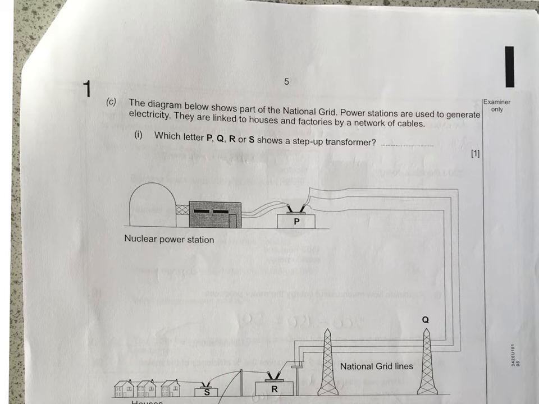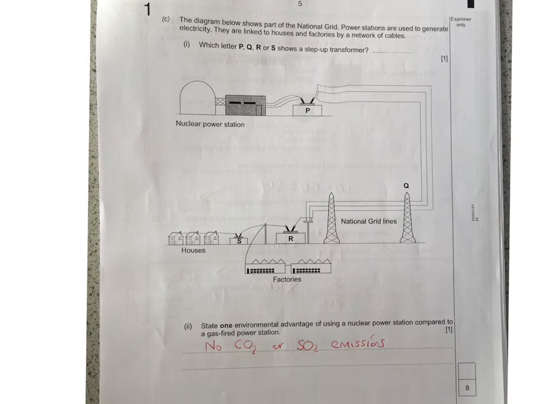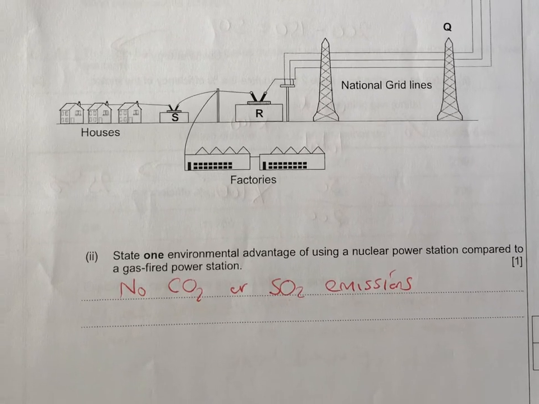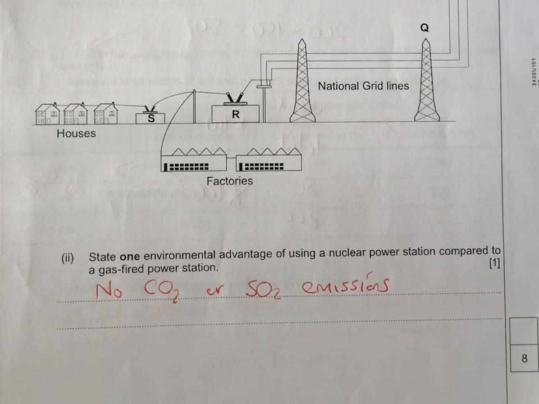Okay then, so this is part 3 of this paper. It's quite a chunky paper because there's a lot of questions on there. We've got a diagram here of the national grid. We've had a similar question before. No, we haven't. So state one environmental advantage of using a nuclear power station compared to gas fired.